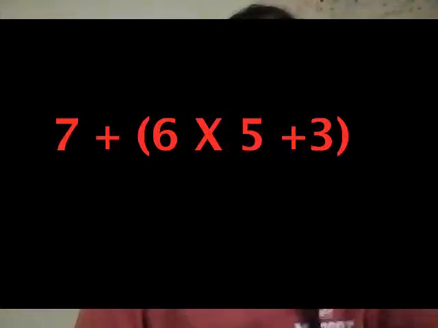So when you see something like 7 plus, open parentheses, 6 times 5 plus 3, close parentheses, what part should you calculate first? Should we start from the left to the right? Or should we start from the right and go to the left? Warning, if you calculate them in the wrong order, you will get the wrong answer. So long ago, people agreed to follow the rules when doing calculations, and those rules are known as Pemdas.